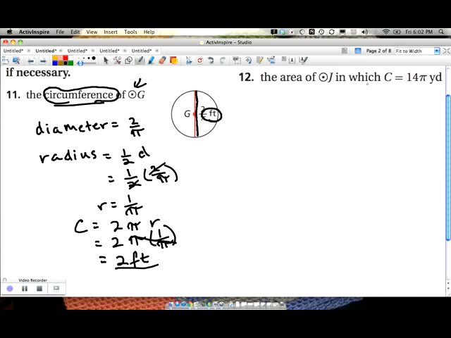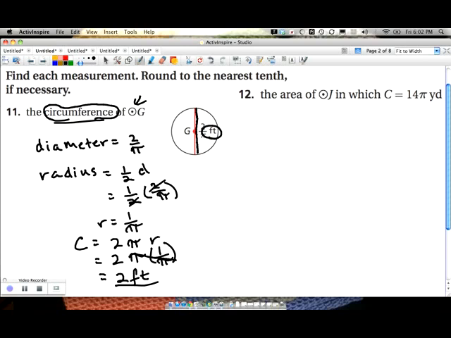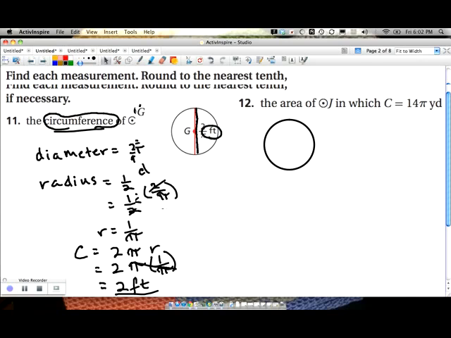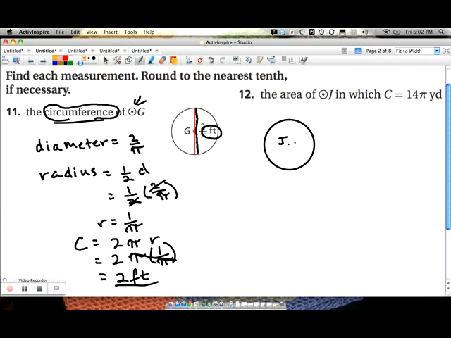Let's take a look at this next one. It says the area of circle J. Well, we don't have a circle J in there. I'm going to go ahead and draw one just so we have something to look at. And we have this circle J, so that means the little center dot is J. And the circumference equals 14 pi. So all the way around is 14 pi.